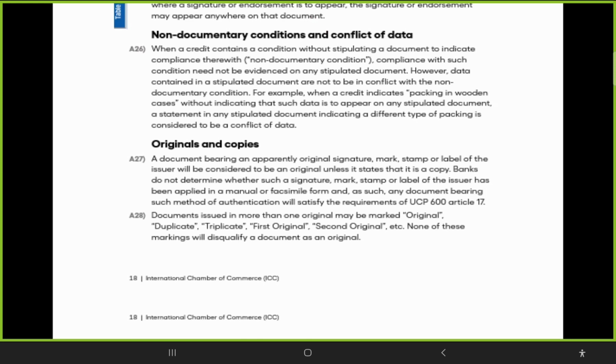Duplicate means the second original all the time. Triplicate is also an original. So either they are giving it as original, duplicate, or triplicate, or first original, second original, or third original. It will not disqualify the document from being an original. It is all original. Remember that.